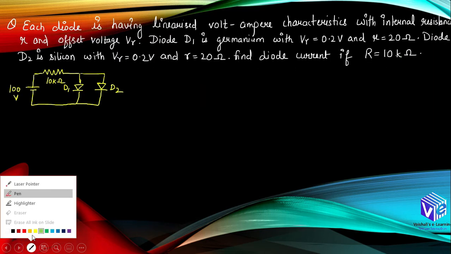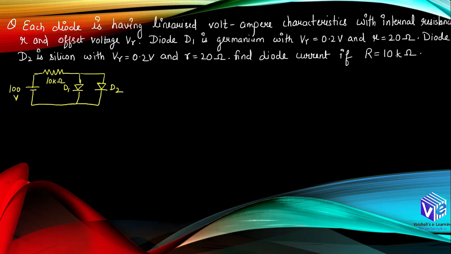Now coming to the last question for the day. So now we are going to find out this solution. This is the last solution, and this one is a bigger question. You have to understand it really well. So the question states, each diode is having linearized volt ampere characteristics with internal resistance R and offset voltage VR. Right, so each diode will be represented with VR as well as the resistance.